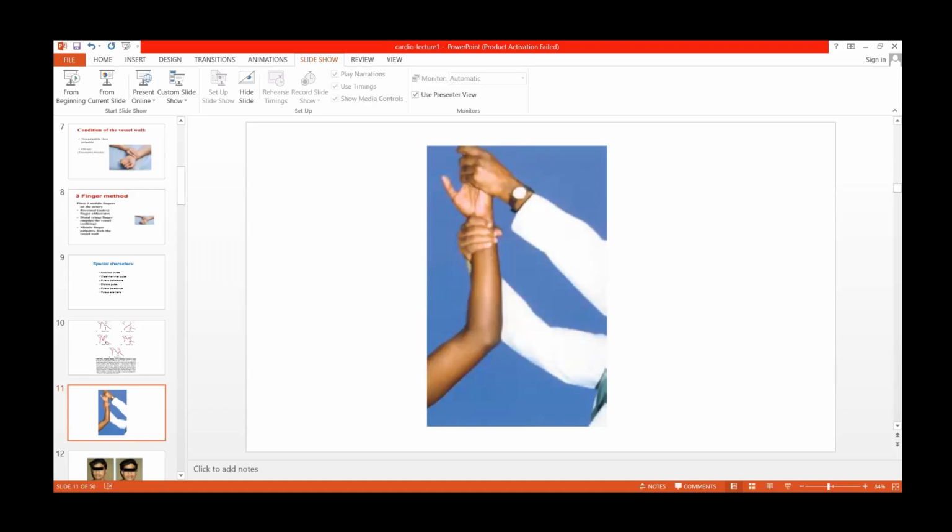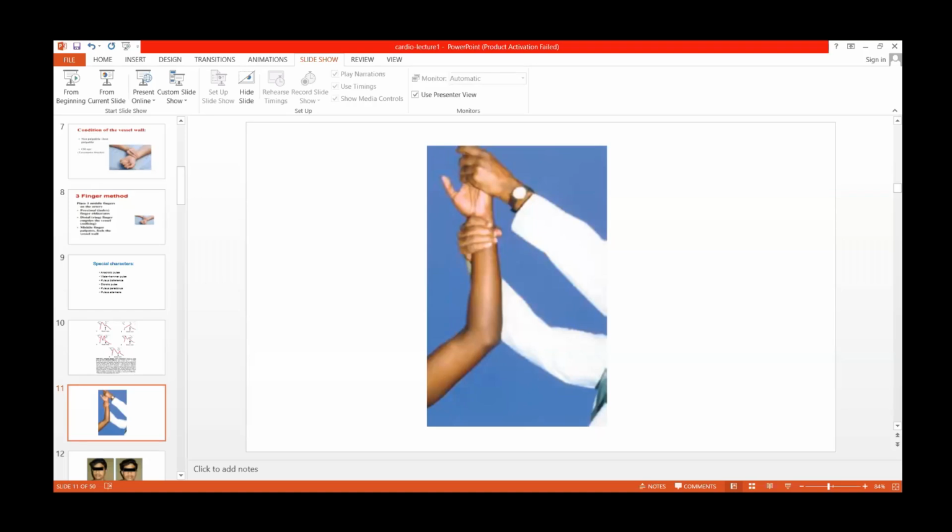So this is the method of examining water hammer pulse. Now, what is the special character of water hammer pulse? Water hammer pulse is seen mainly in aortic regurgitation. In aortic regurgitation, often there is severe vasodilation in the peripheral arteries, and due to increased end-diastolic volume, as per Starling's law, there is forceful ejection of the blood, and it gives rise to a sharp tapping character of the pulse, which often touches the finger and then goes.